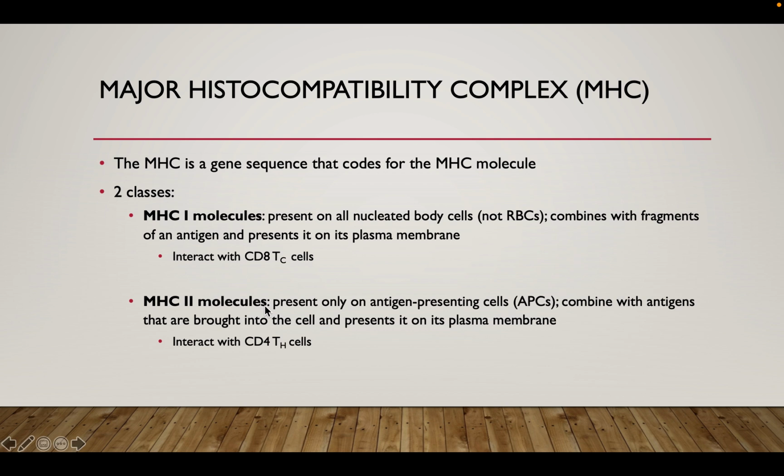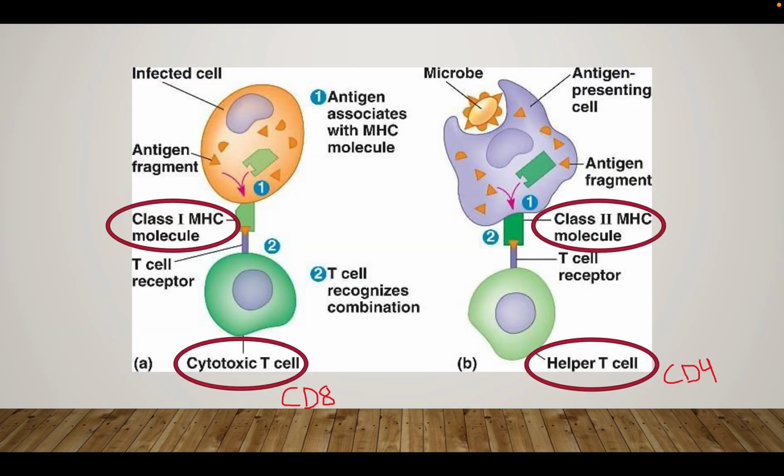Now, the CD molecules, CD8 and CD4, are present on the T cells. MHC1 and MHC2 are present on the other types of cells. So MHC2 for the antigen-presenting cells and MHC1 on our other body cells that have a nucleus. Here you can see the interaction between MHC molecules and helper and cytotoxic T cells. Again, we have an MHC1 molecule, so it's going to interact with a CD8 T cell. And we said CD8 T cells are our cytotoxic T cells.